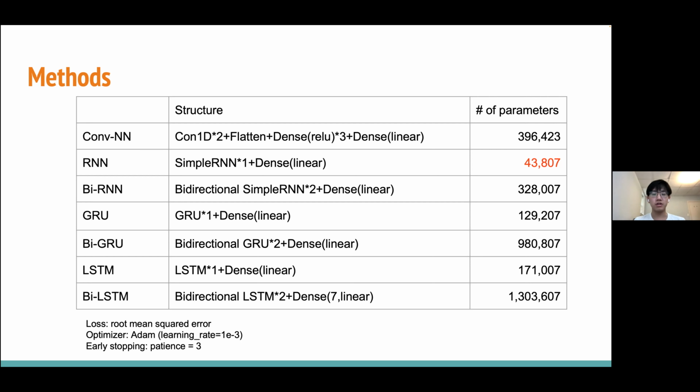We trained our neural networks with root mean square error loss. The optimizer is set as Adam with a learning rate of 10 to the minus 3, and early stopping with patience of 3 was used to prevent overfitting.